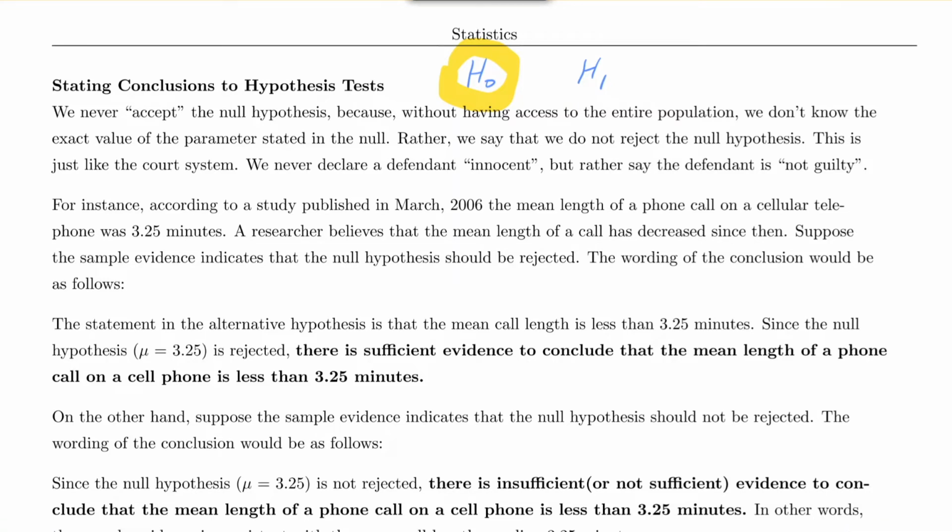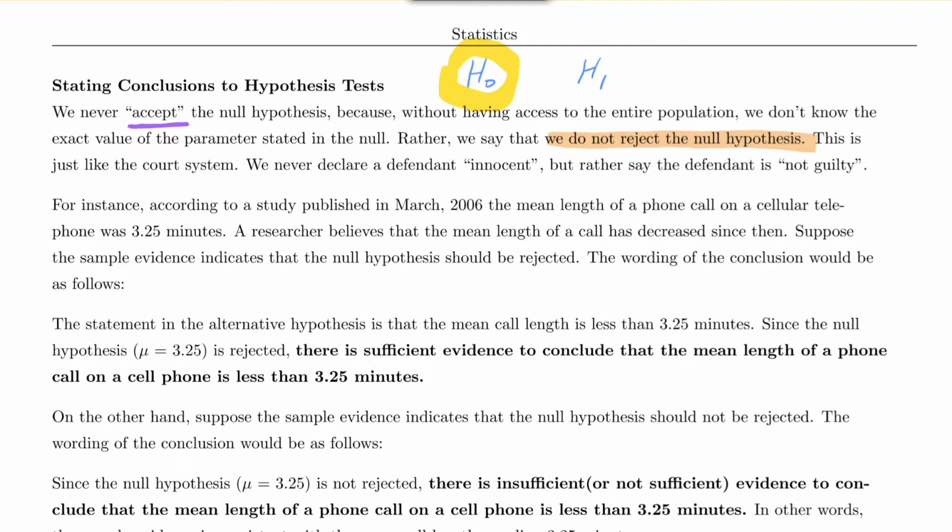But we do have to be careful of the language you use because it involves probability. We never, quote unquote, accept. We don't actually use this verb here because without having access to the entire population, we don't know the exact value of a parameter set in the null hypothesis. Okay, so that's why we use the language of we do not reject the null hypothesis. Instead of saying that we accept the null hypothesis, we do not reject it.